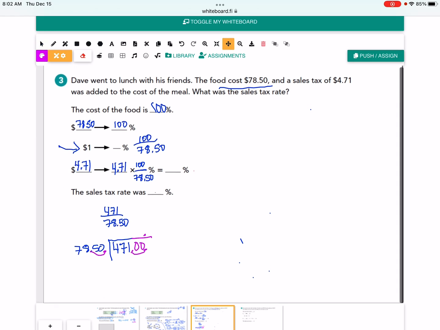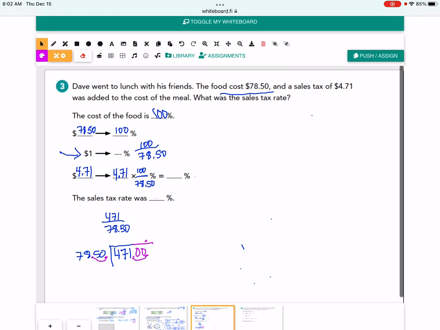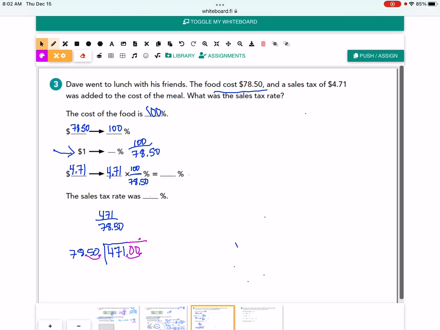If we start with 7,850 and we ask ourselves, this is 100%. What's 10%? Well, in that case we just move our decimal point over 1 decimal place. And so 10% is $7.85. Okay.